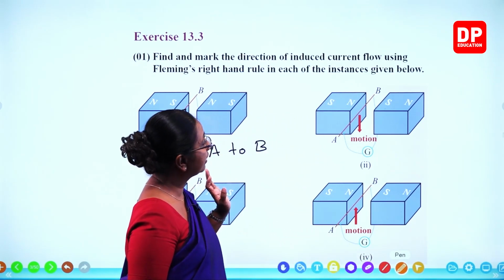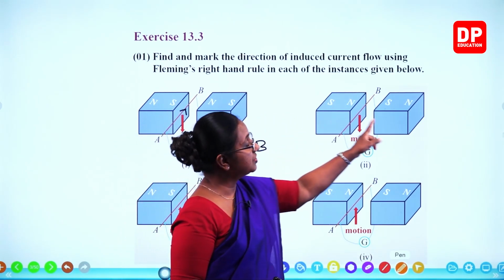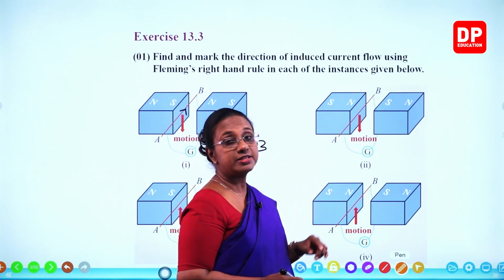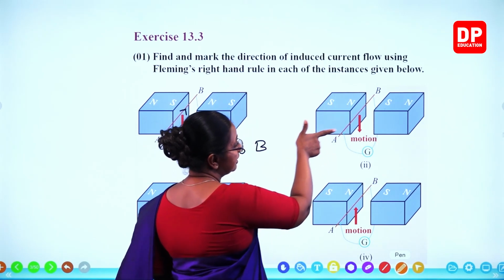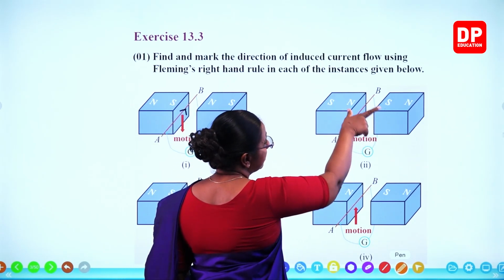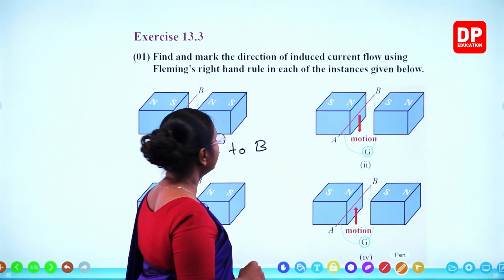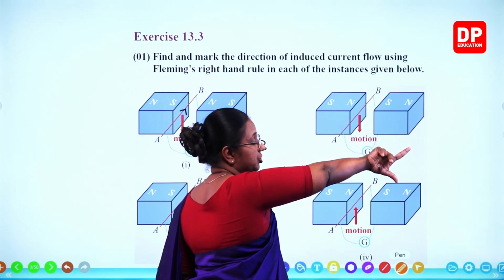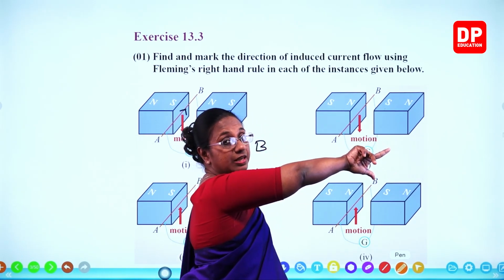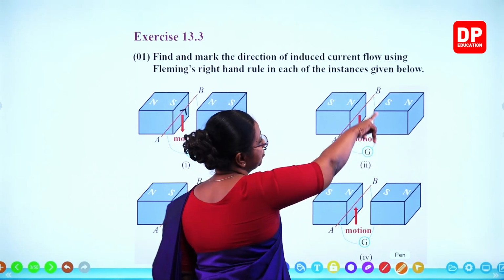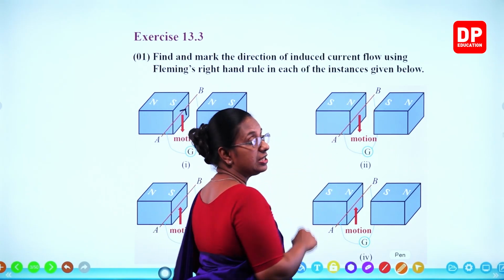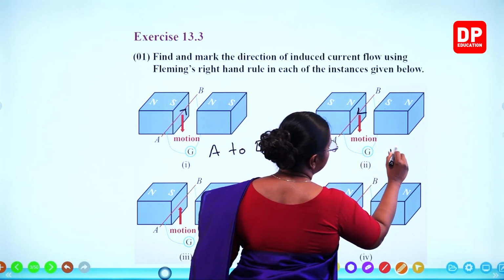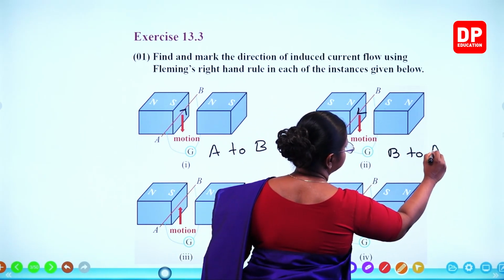Now here, look at the instance. What have they changed? The magnets. Now the north is here, south is there. So the field is going to be that way. But the motion is also down, the same as before. So field this way, motion down. The middle finger points towards you. So the direction is going to be B to A.